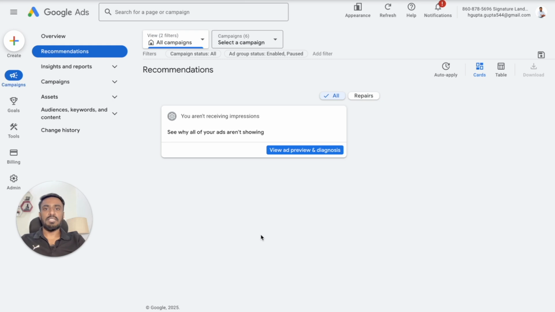Recommendations, again I'm going to explain, are the suggestions given to us by Google. It's not a hard and fast rule that you have to apply this recommendation. It is not compulsory. It's completely your choice to decide if you want to apply these recommendations or not. There is no hard and fast rule that Google is going to penalize you, or that the campaign will or will not perform.